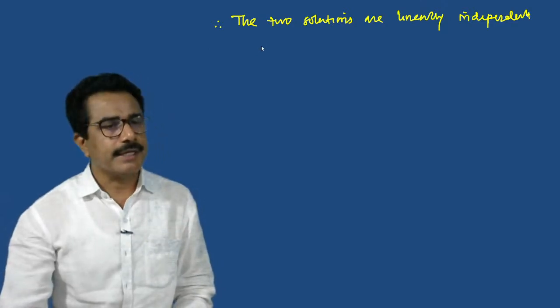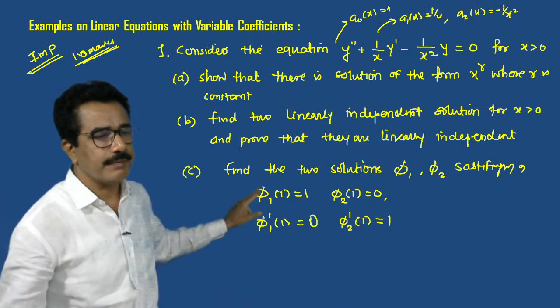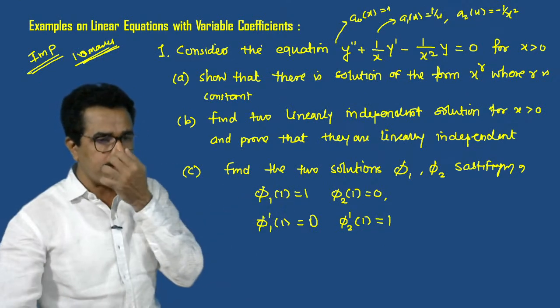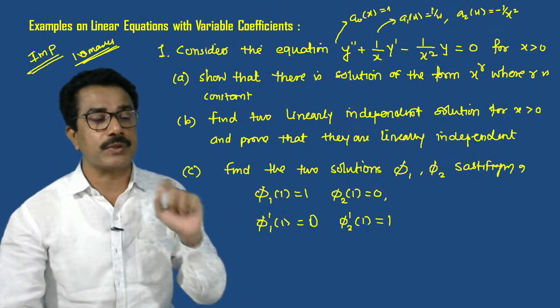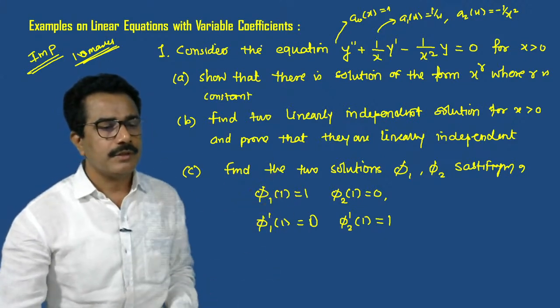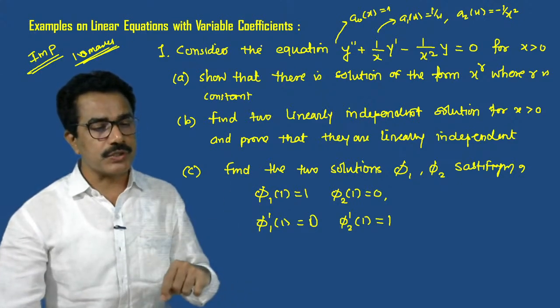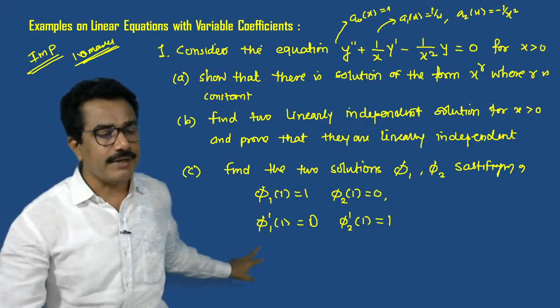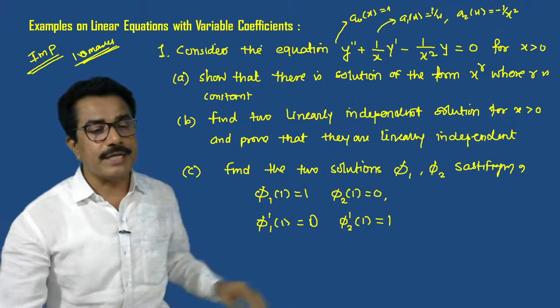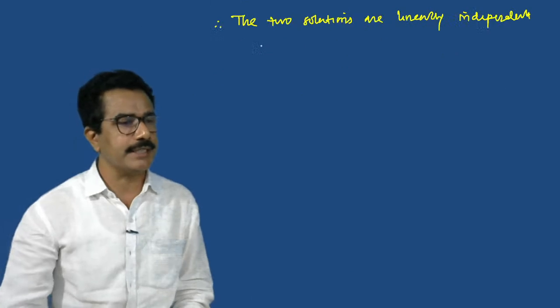अभी देखो हमें क्या करना है, थर्ड प्रॉब्लम क्या करना है. देखो थर्ड कंडीशन, find the two solutions phi 1 and phi 2 satisfying: phi 1 of 1 is equals to 1, phi 2 of 1 is equals to 0. Phi 1 dash of 1 is equals to 1, phi 2 dash of 1 is equals to 2. Okay, अभी हमें थर्ड की तरफ बढ़ना है.